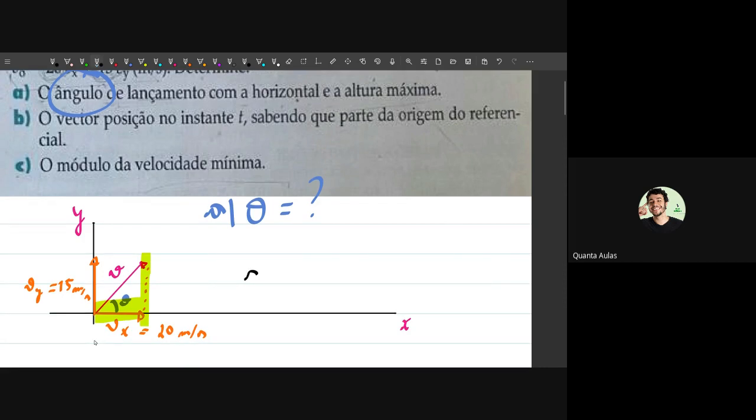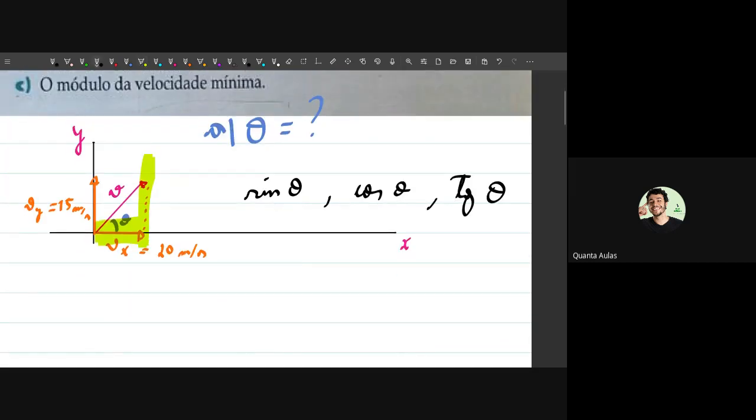We have three trigonometric functions: sine, cosine, and tangent. Which of these three functions uses only the sides of the triangle, not the hypotenuse? Do you know? No? Do you remember the formula, the expression of sine? Do you remember?